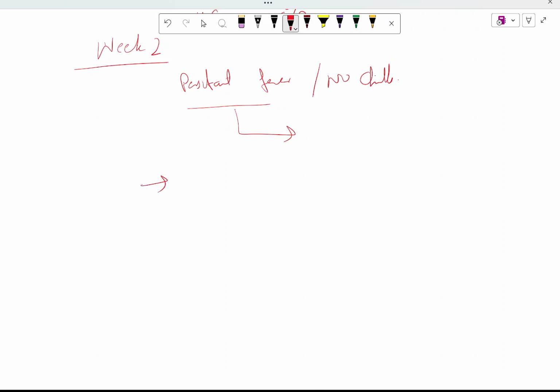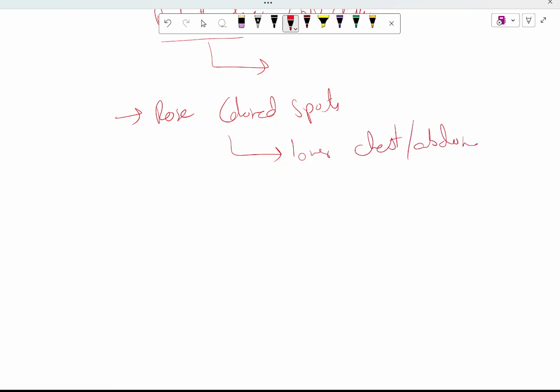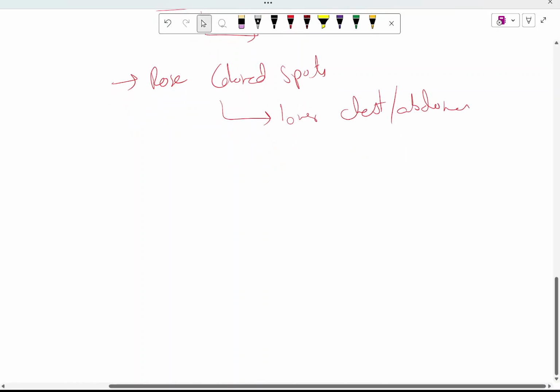The next clinical feature we are going to ask about is any spots on your body. Rose colored spots. Where do they happen? Lower chest and abdomen, there will be rose colored spots, most commonly around the umbilicus.